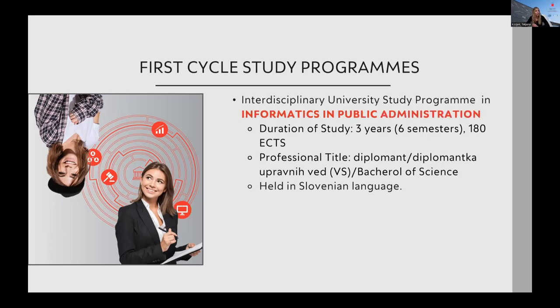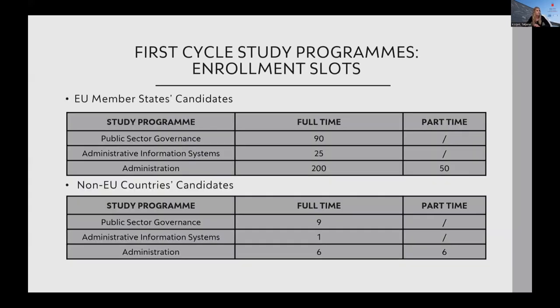We also have one first cycle study program, which is an interdisciplinary university study program in informatics and public administration. It also lasts 3 years, and you get 180 ECTS, and you get the title Bachelor of Science. This program is also in Slovene language, and we have it together with the Faculty of Informatics from the University of Ljubljana. So some courses you attend at the Faculty of Public Administration, and some courses at the Faculty of Informatics.